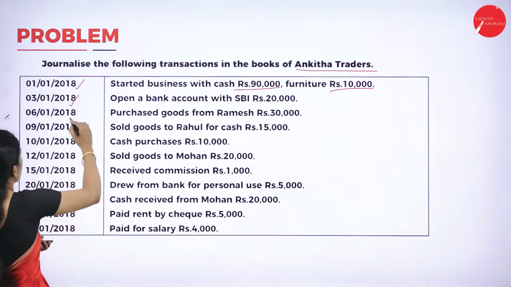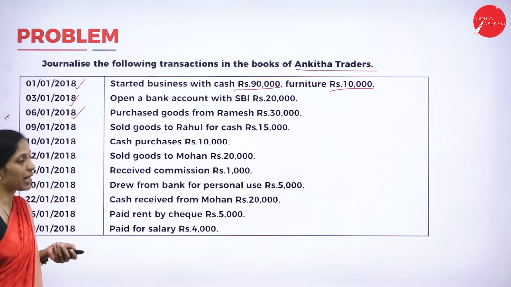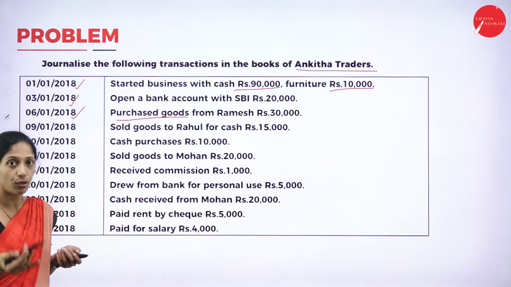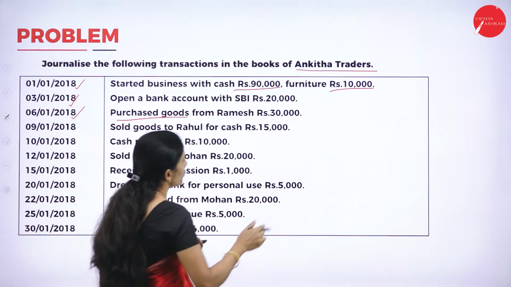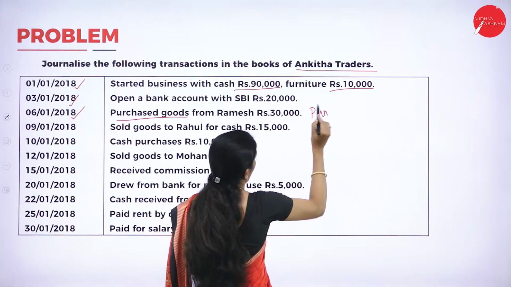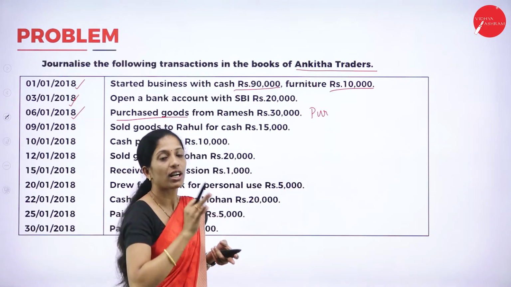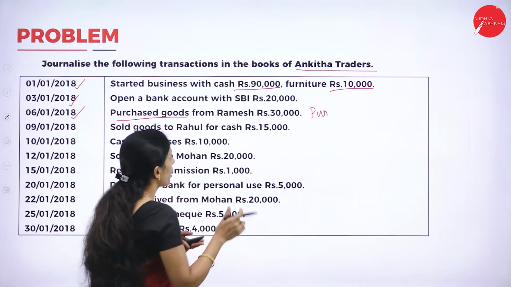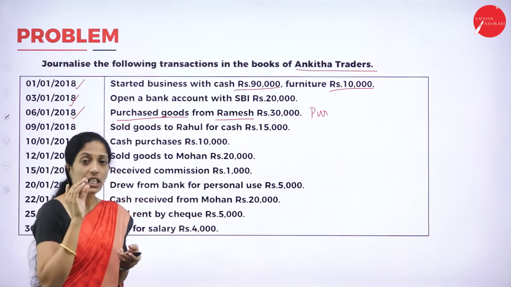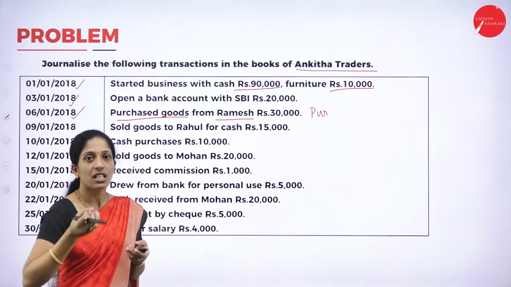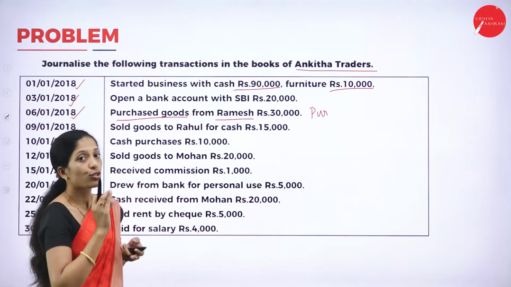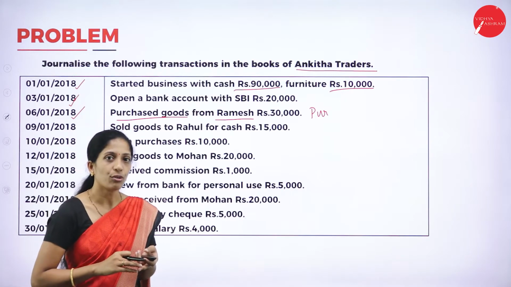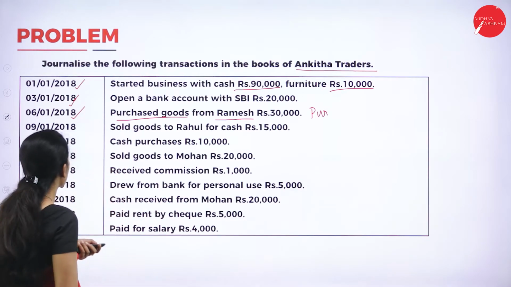Now come to the third one. 6/1/2018, purchase goods from Ramesh, rupees 30,000. Now they have purchased goods. So what comes to you? Goods. But you are not going to record it as goods. You will record it as purchase. Always remember, when you purchase goods, you will record it as purchase. Does cash go out from you? No, because they have not mentioned the word cash here. They have mentioned the name of the person. In the sense, the goods is being purchased on credit basis. So from whom? From Ramesh. So your journal entry will be purchases account debit to Ramesh account. How much? 30,000.